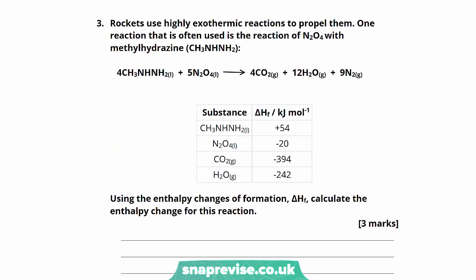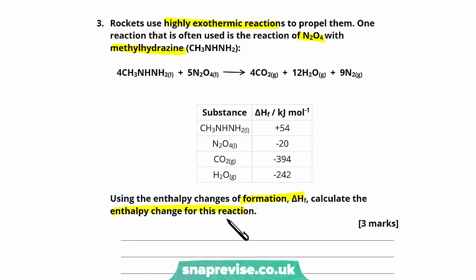Rockets use highly exothermic reactions to propel them. One reaction that is often used is the reaction of N2O4, dinitrogen tetroxide, with methyl hydrazine, and we've got the formula for that here, CH3NHNH2. We're given the equation to show that, and we can see that our dinitrogen tetroxide and methyl hydrazine are reacting to form carbon dioxide, water, and nitrogen gas. Using the enthalpy changes of formation, which were given in this table, calculate the enthalpy change for this reaction.